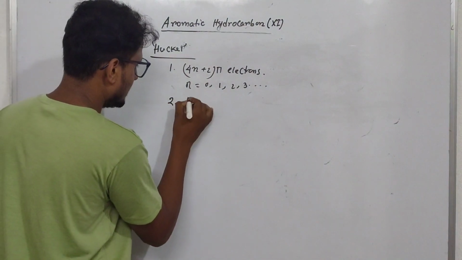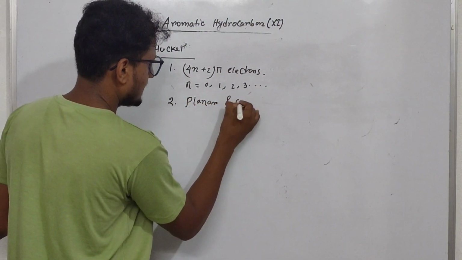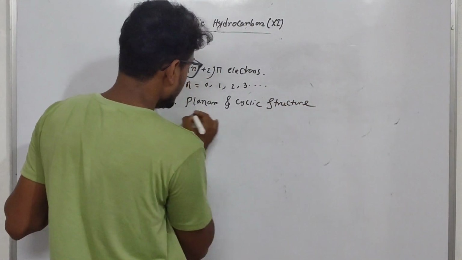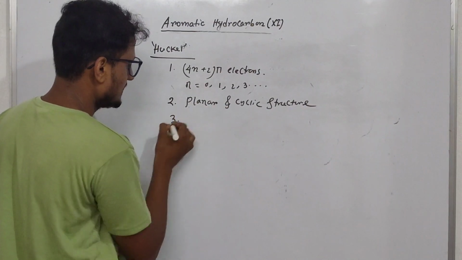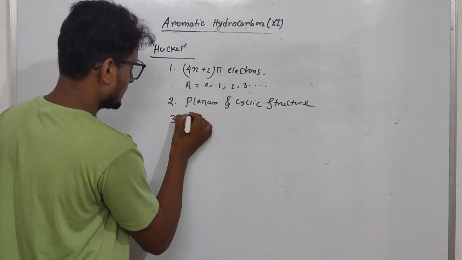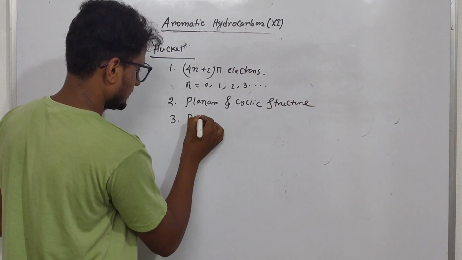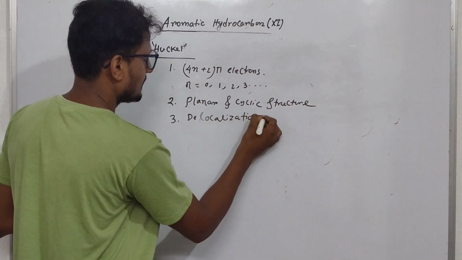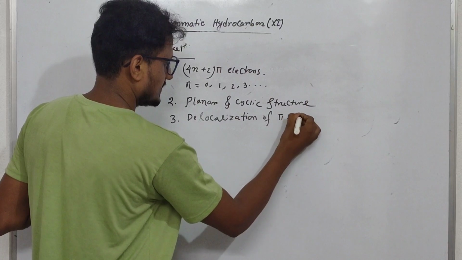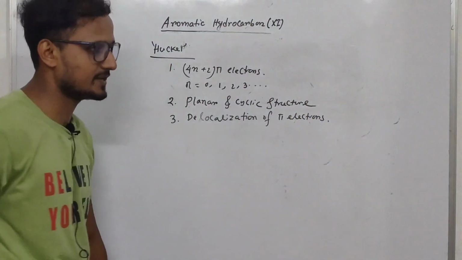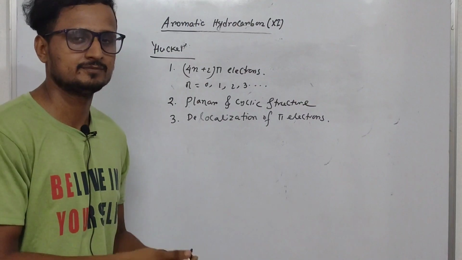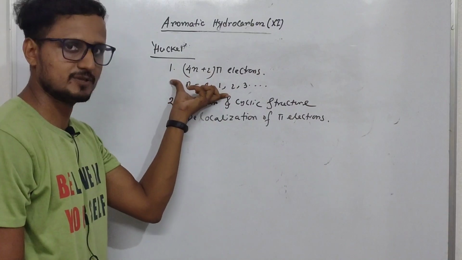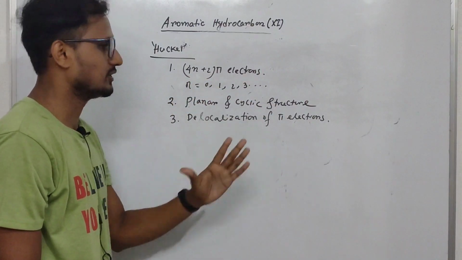They should have a planar and cyclic structure, and number 3, delocalization of pi electrons. Those compounds can be said to be aromatic, whether benzenoid or non-benzenoid. So these are the rules of aromaticity: 4n plus 2 number of pi electrons, planar and cyclic structure, and delocalization.